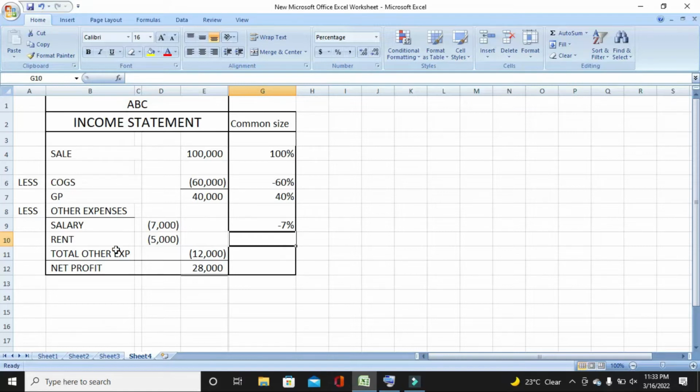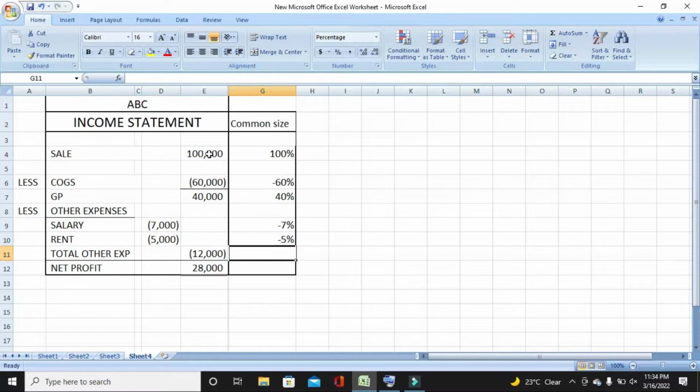So let's calculate the figure of rent. Again we will divide this figure by 1 lakh rupees. It is 5% of the total sales. What does that 5% mean? If we made sales of 100 rupees, out of that we have paid 5 rupees in the form of rent. This is how we can see how much amount we have consumed in different expenses.